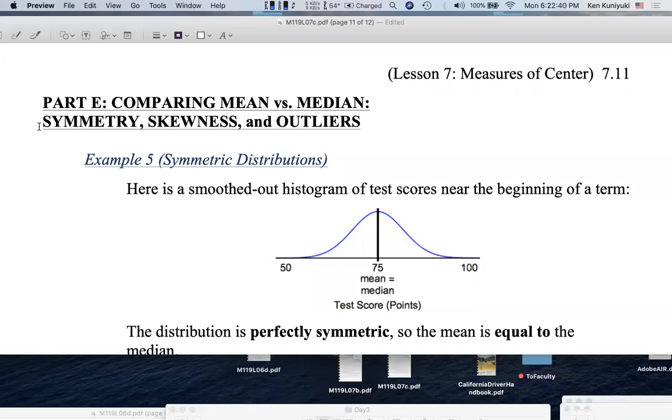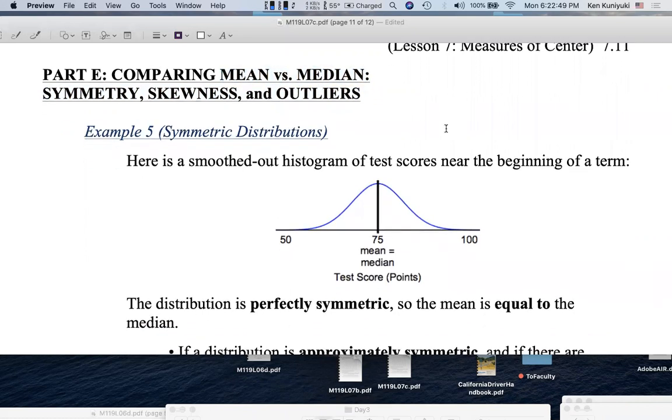Hi, everyone. What impact can symmetry, skewness, and outliers have on means and medians? All right, we'll take a look at this symmetric distribution over here. It's perfectly symmetric. You can think of this as a smoothed out histogram of test scores. Notice that the mean and the median are exactly the same, 75 points. If you have a perfectly symmetric distribution, the mean and the median will coincide. They'll be the same score in points.